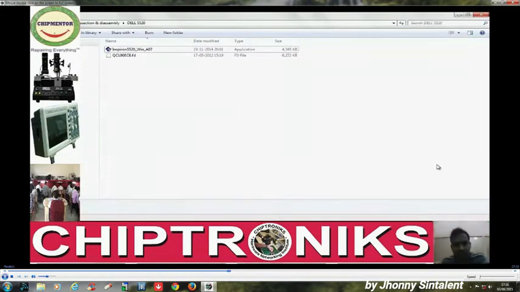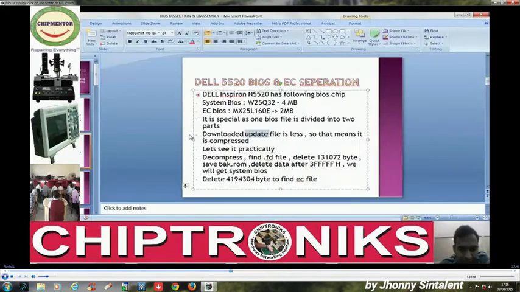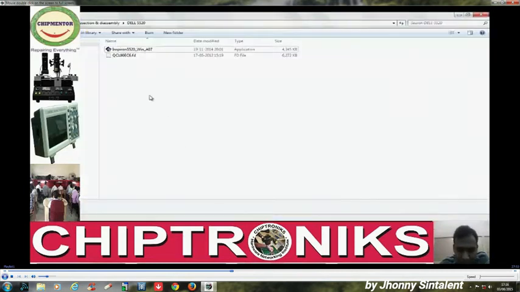Okay, so now we have extracted the .fd file from the BIOS update that is present on the official Dell website. You can see this file is 6,262 KB, right? And the file we need is approximately the same, that is 4 MB plus 2 MB. So we can notice that this is the file we are looking for, and we will extract the system BIOS and the EC BIOS from this file.